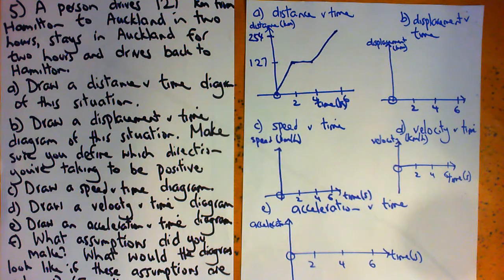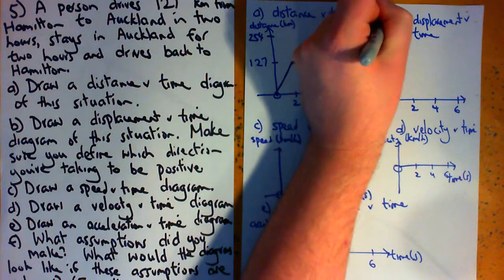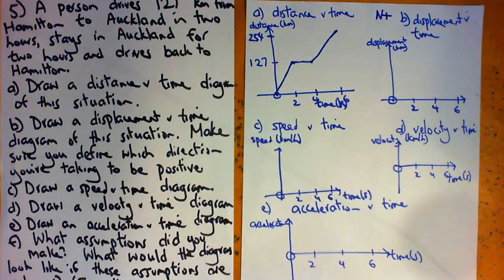Now we need to draw a displacement versus time diagram of the situation. And we need to define which direction we're taking to be positive. For convenience, let's take the northbound direction, so the direction of the journey from Hamilton to Auckland, to be the positive direction. So north is going to be positive. Okay, so the displacement here is going to measure how far away they are from their starting point. So how far away they are from Hamilton.